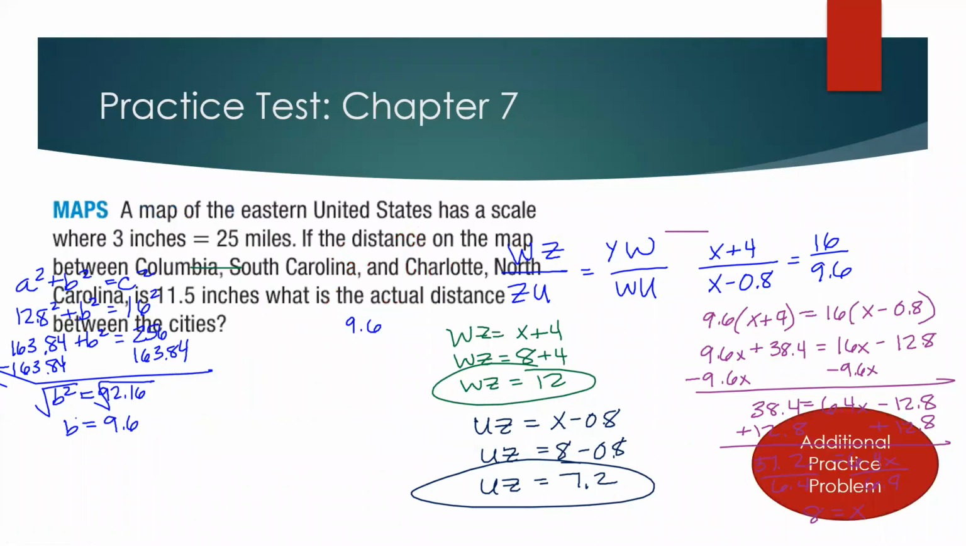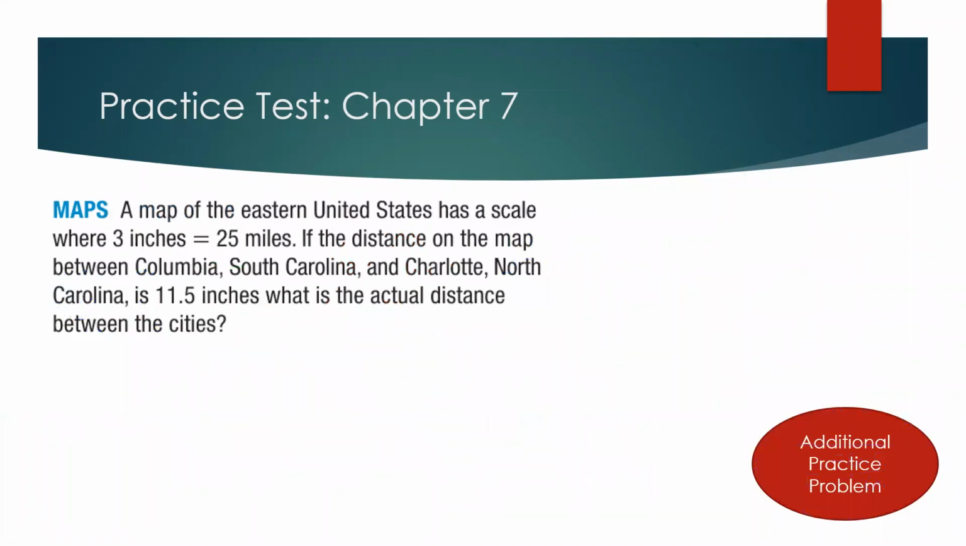All right, next problem talks about maps, and this is an additional practice problem, so it's not in the practice quiz, but you will have one very similar to one like this on the test, okay? So it says a map of the eastern United States has a scale where 3 inches is equal to 25 miles. If the distance on the map between Columbia, South Carolina, and Charlotte, North Carolina is 11.5 inches, what is the actual distance between the two cities, okay?